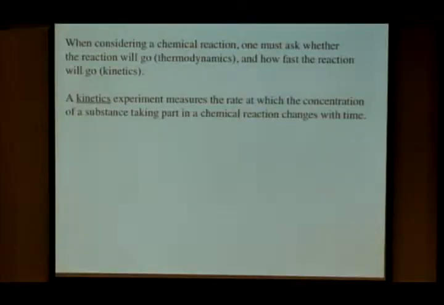So when you're considering a chemical reaction, we've been asking so far in this class whether the reaction will go spontaneously. So we've been talking a lot about thermodynamics. We've been talking a lot about delta G. But we also need to consider how fast a reaction goes, and that's kinetics.